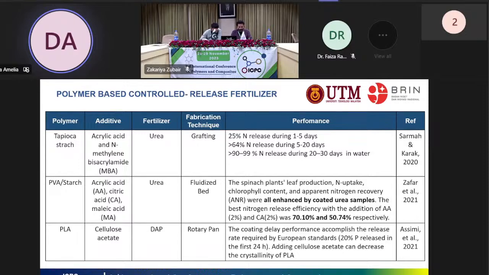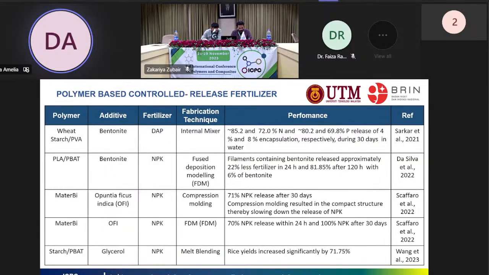With fabrication technique being rotary press. The coating delay performance accomplishes the release rate required by European standard, but adding cellulose acetate can decrease the crystallinity of the PLA. And Sarkas using starch with polyvinyl alcohol with additive bentonite, and the fertilizer is DAP, with fabrication technique being internal mixer.